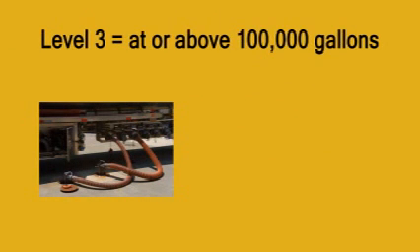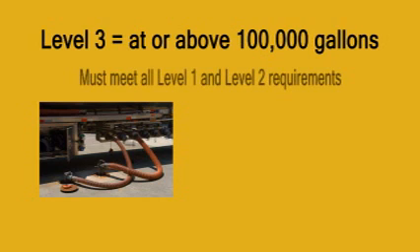If your monthly throughput is equal to or greater than 100,000 gallons, you must operate a vapor balance system and meet Level 1 and Level 2 requirements discussed earlier. Additionally, you must meet one of the following Level 3 conditions.